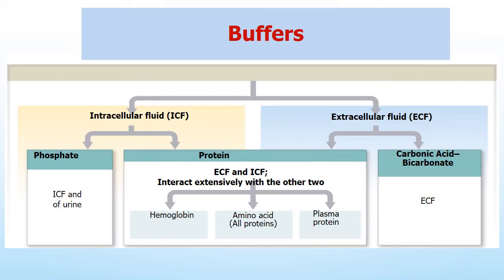So the buffer systems present in our body are majorly in the extracellular fluid. We have the carbonic acid bicarbonate buffer system, and in the intracellular fluid we have the phosphate buffer system majorly. And the protein buffers, which are present both in the intracellular and the extracellular fluids, are the hemoglobin, the amino acids, and the plasma proteins.